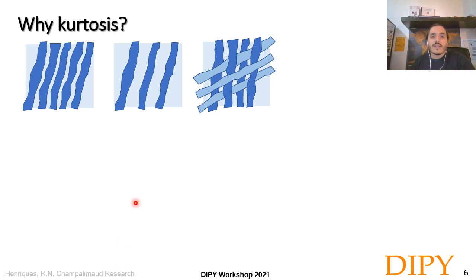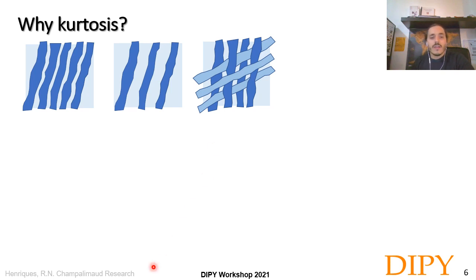To illustrate why quantifying kurtosis can be useful, let's consider the following toy model scenarios representing dense aligned structures and less dense aligned structures. For example, this can represent a healthy or a damaged white matter bundle. And also let's consider a case of structures that are crossing. For example, representing healthy intersecting white matter bundles.